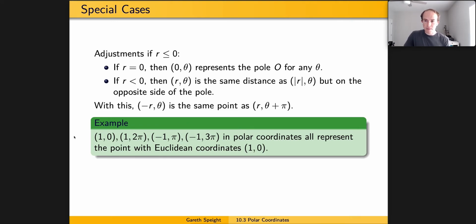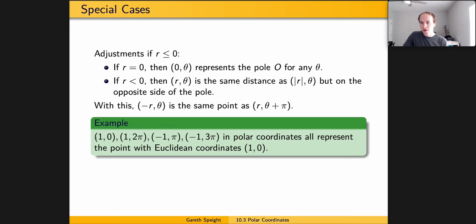Okay, one thing to keep in mind in polar coordinates is that there are different ways to represent the same point. So it's not like x comma y where every point is represented once and only once. For example, all these points represent the point with Euclidean coordinates 1, 0, but these all have different polar coordinates.